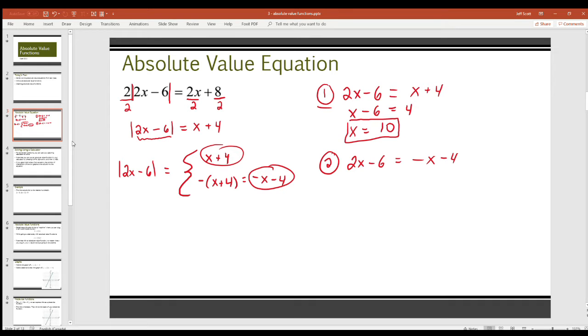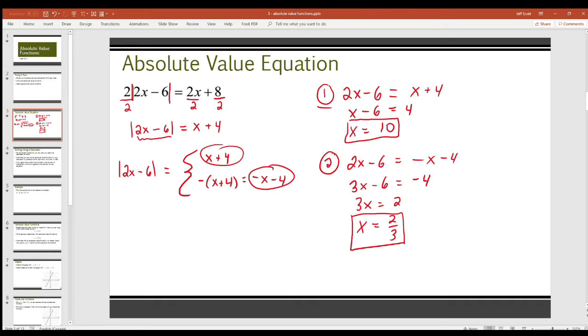In this case 2, we can do the exact same thing, except I'm going to have to add x on both sides. So this is going to give me 3x minus 6 equals negative 4. Then I'm going to add 6 on both sides. That's going to give me 3x equals positive 2. And then I'll divide by 3. So that's going to give me x equals 2/3.